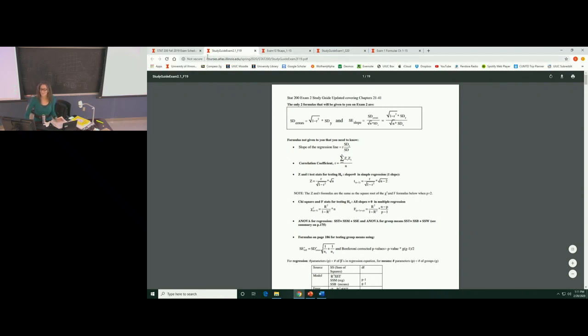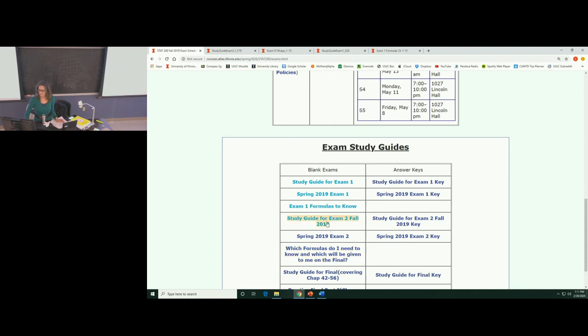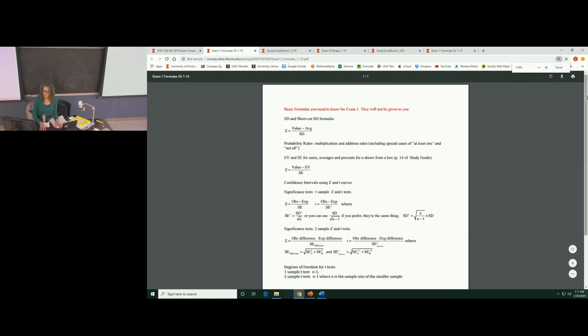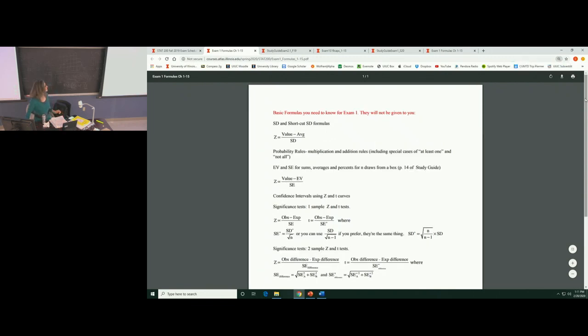Oh no, I don't know any of this. I'm so sorry. Let's get out of here. I did this for, I want exam 1 formulas. Now it looks much better, doesn't it? Okay. That was for exam 2. Okay. So let's just make sure you know what I'm talking about here.